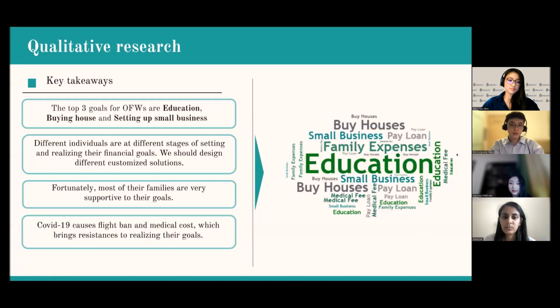From the qualitative interviews, we found the diversification of our participants, and we got 4 takeaways. First is about the goals. Please refer to the word cloud. The top 1 goal is about children's education. The second and the third are buying a house and setting up small businesses. Secondly, we found that different individuals are at different stages of setting and realizing their financial goals. For example, Madeline is at the planning stage, while Grace is at the implementation stage. So we should design different customized solutions to help them better realize their financial goals. Fortunately, most of their families are very supportive of their goals.